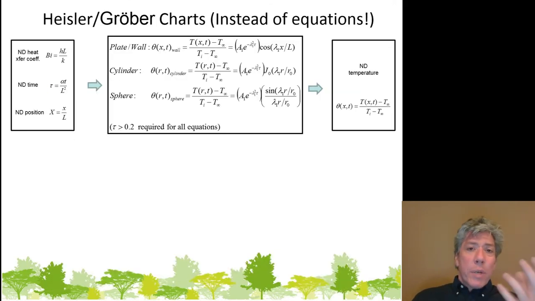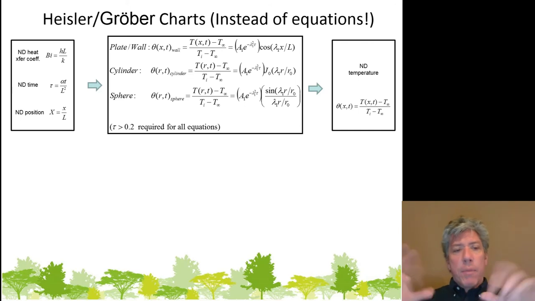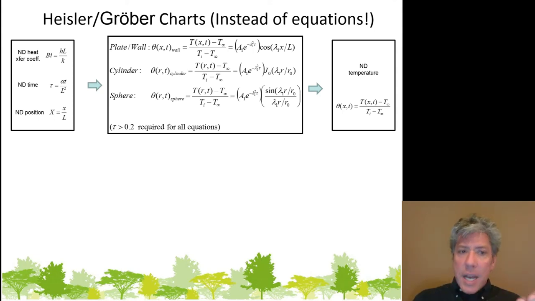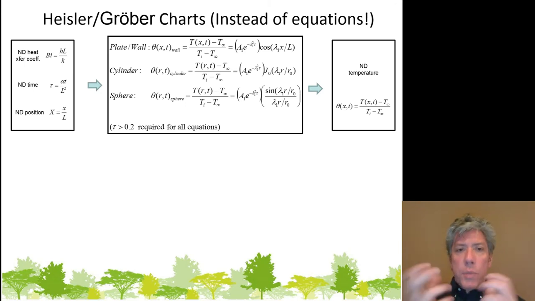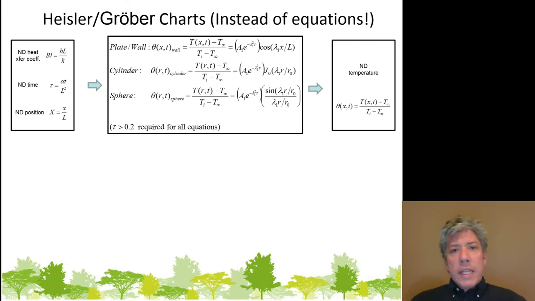So basically what we're doing here is we've got this big gigantic box where we calculate a bunch of dimensionless numbers: the dimensionless heat transfer coefficient, or the Bi number, the dimensionless time, the Fourier number tau, and the non-dimensional or dimensionless position, capital X, which is x over L. We plug it into these equations, for whichever model is appropriate, and come out with a non-dimensional temperature. Well, that's kind of a pain, and a lot of times students will make mistakes, and one little mistake throws your final answer way off.